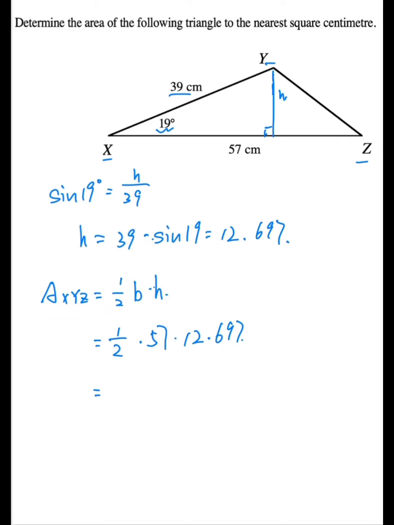That equals 361.869, so we can say about 369 square centimeters. So the answer is 369 square centimeters.